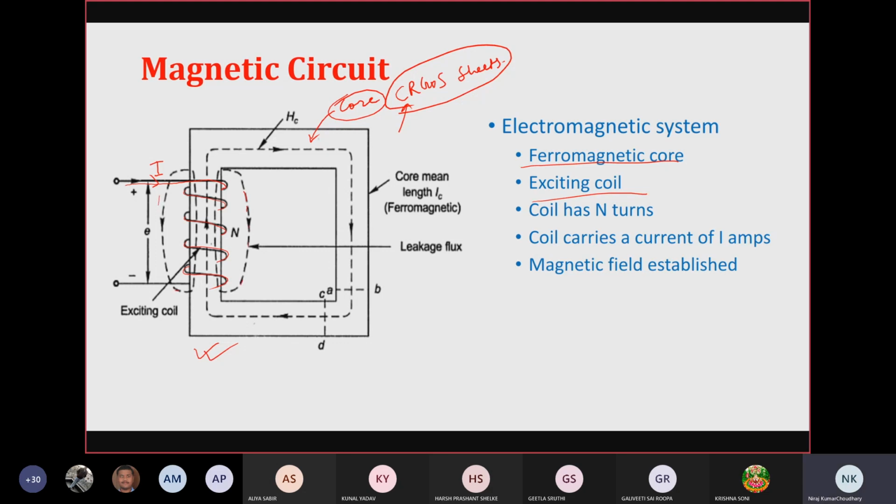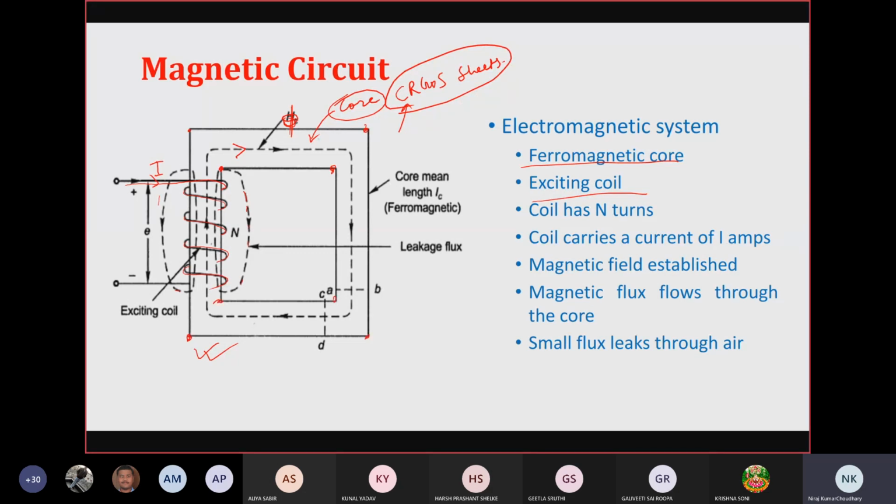Now the developed flux phi, suppose phi is the flux, here Hc is represented, but let us consider this as phi. So that phi will flow through the core made up of the magnetic material, right? Now in the process of conduction of the flux through this core, there may be some leakage of the flux at the joint terminals. Here there may be the possibility of leakage of the flux.